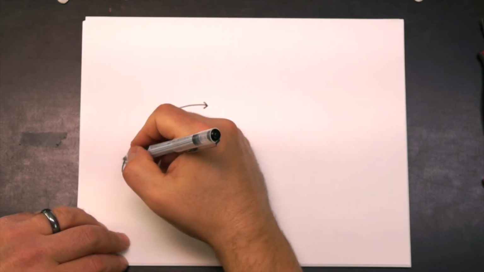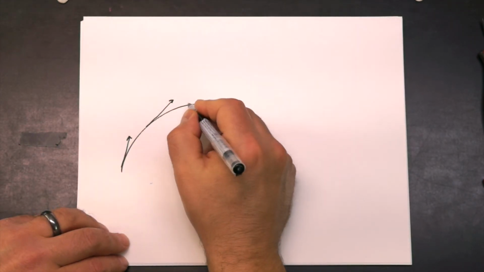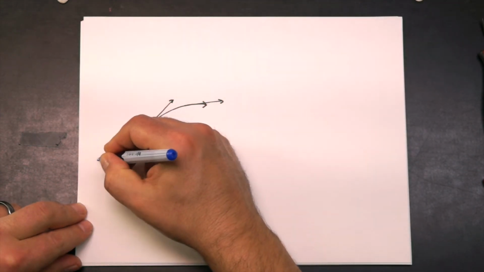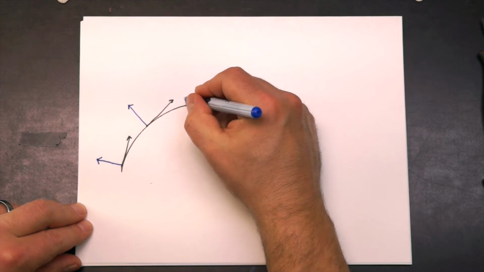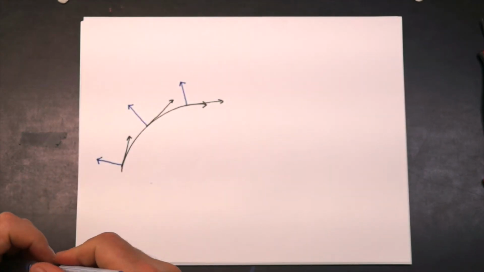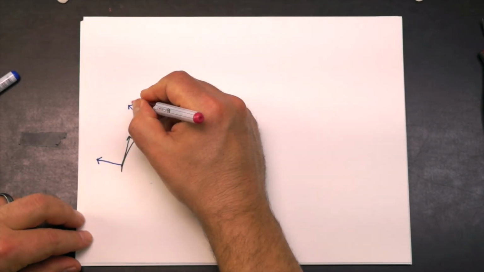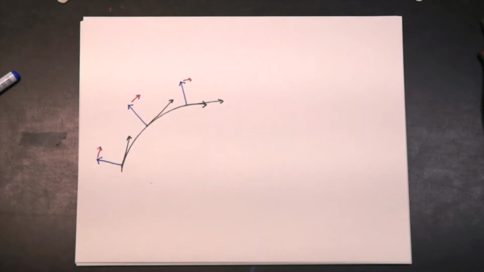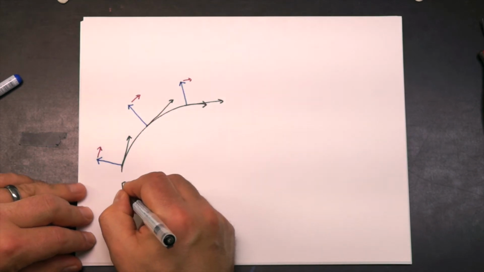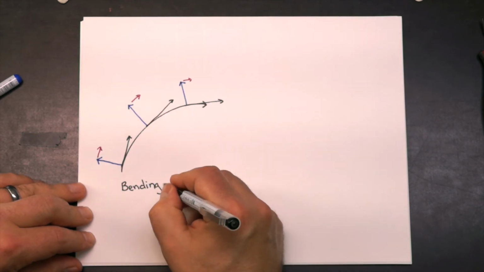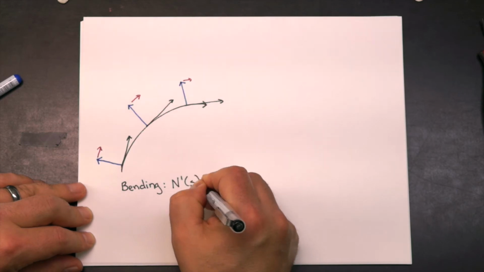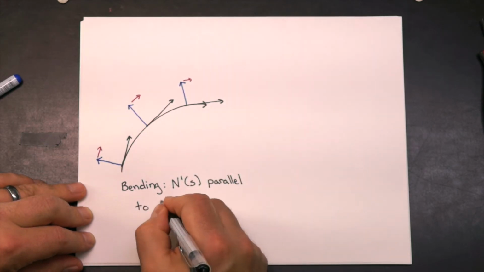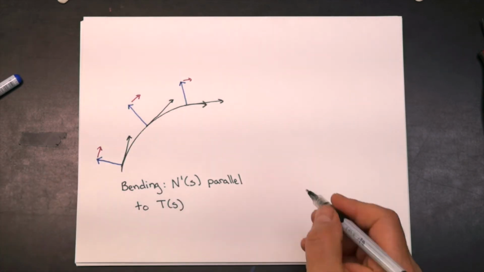We're now going to think about how frames change as you move along the curve. So here's a curve and a couple of tangent vectors, and I'm going to draw the normal vector in blue. As we move along the curve, the normal vector is changing, and its derivative is shown by the red arrow. We call this bending. This is where N prime is parallel to T of s.